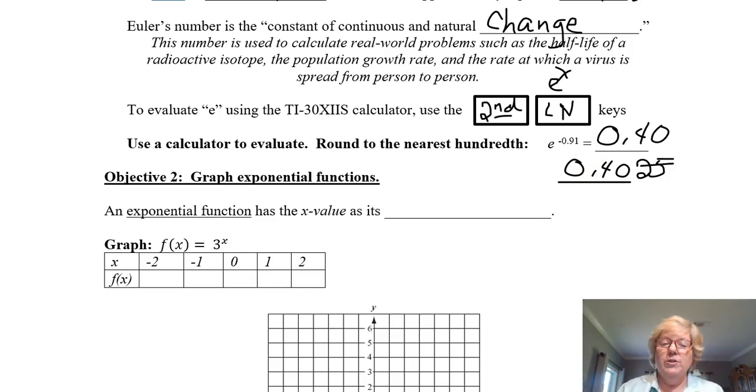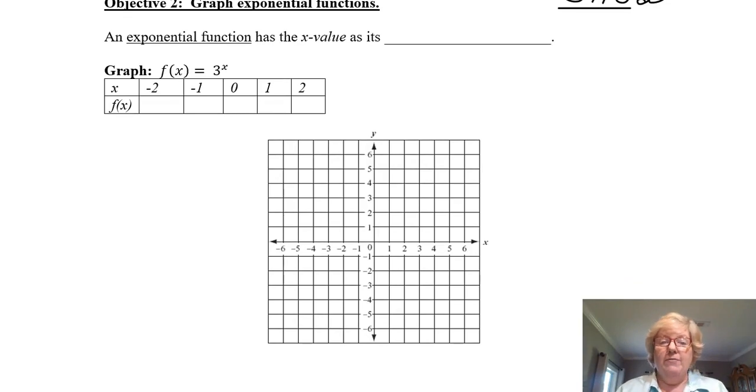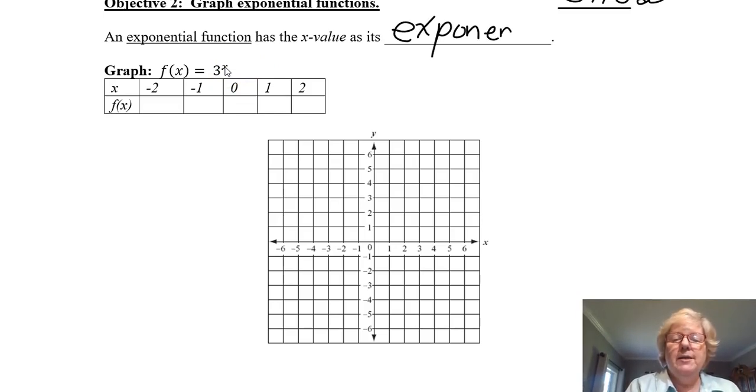Now let's go on to the second objective. The second objective is to graph exponential functions. An exponential function has the x value. Notice it's right here. The x value is the exponent. So when you substitute in a number for x, you'll be substituting in for the exponent. The first thing we'll do is fill in the chart with the graphing numbers. I will use these numbers one by one.